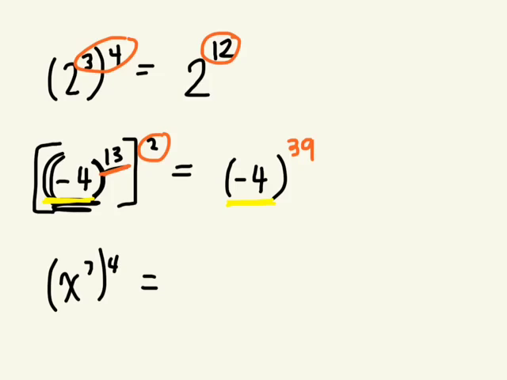X to the power of 7 to the power of 4 is x to the power of 28. 7 times 4 is 28.